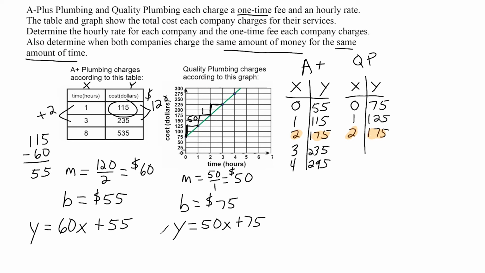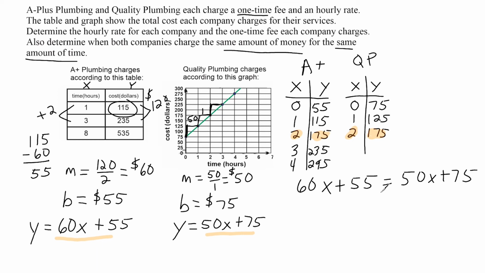equations right here. Now, if both of them are set in slope-intercept form or y equals mx plus b form as these two are, what you can do is you can take everything after the equal sign for both equations, and you can set those expressions equal to each other. So I'm going to take 60x plus 55 and set it equal to 50x plus 75.